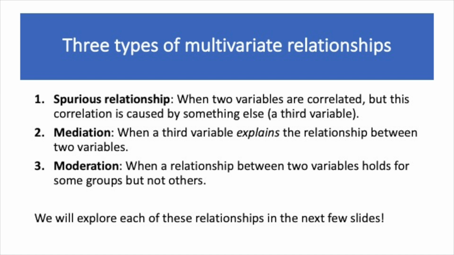And then finally, moderation is when a relationship between 2 variables holds, but only for some groups and not others, or only under certain conditions and not others. Again, we're going to see examples of this to clarify what this means and how moderation differs from mediation and a spurious relationship. All right, so the following slides are going to talk about each of these in greater detail.